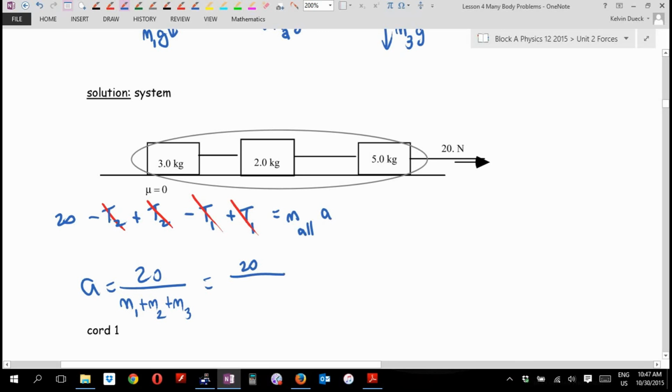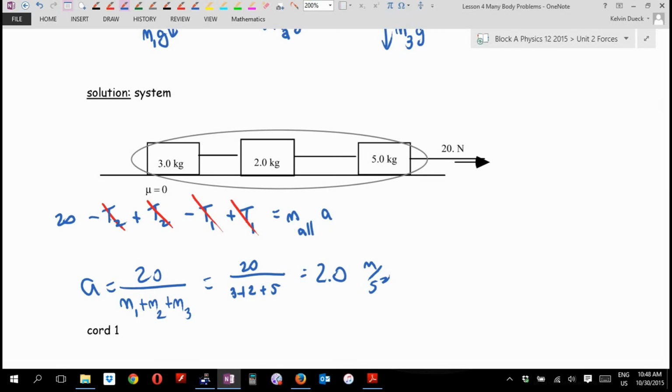20 divided by 3 plus 2 plus 5. Hey, Stitch, what is 3 plus 2 plus 5? What's 20 divided by 10 in your head? And again, if they don't work out evenly, is there more than one number in the bottom? Put the bottom in brackets. It would be 20 divided by bracket 3 plus 2 plus 5. But this one, I cooked the numbers nicely. 20 what? It's an acceleration. Yep. Okay.